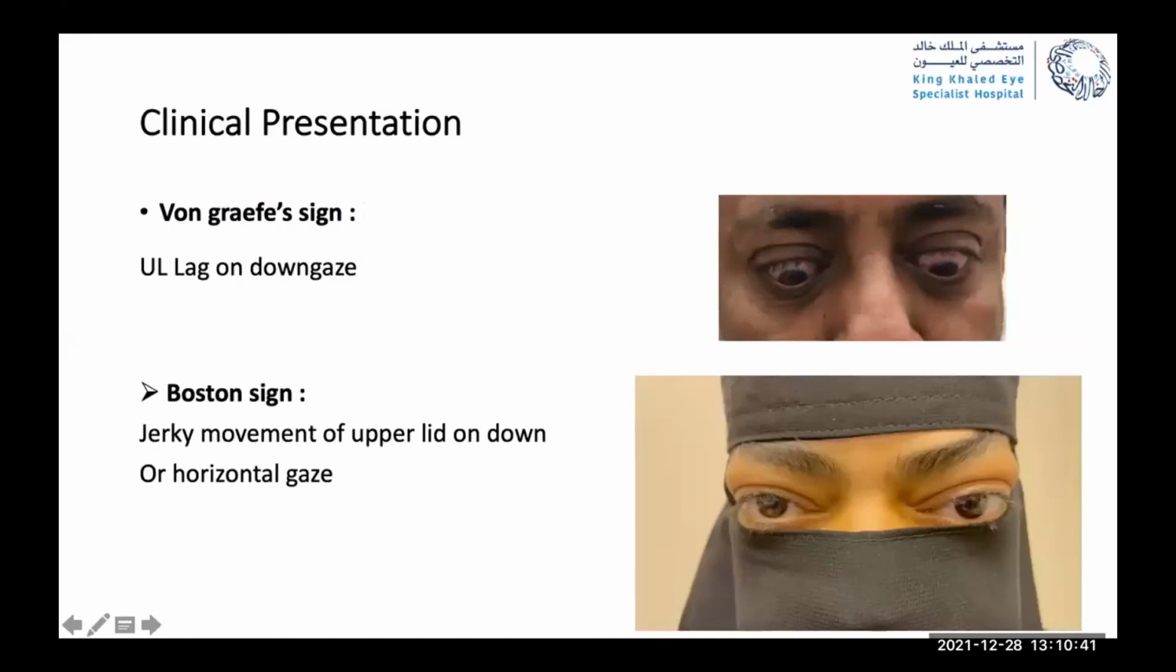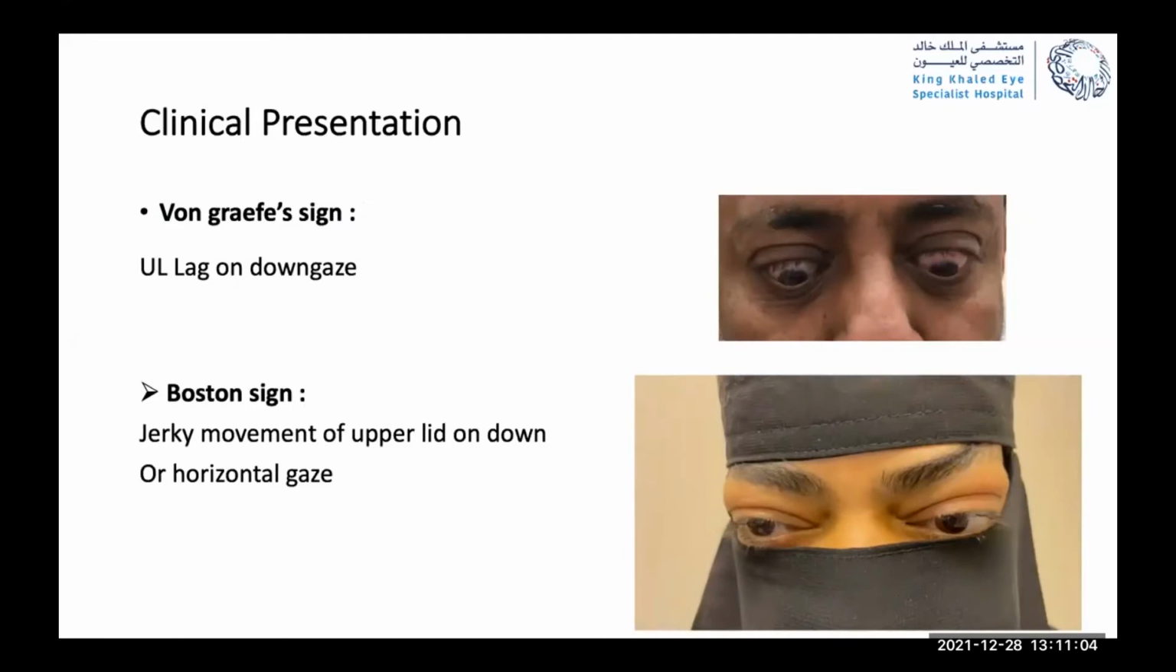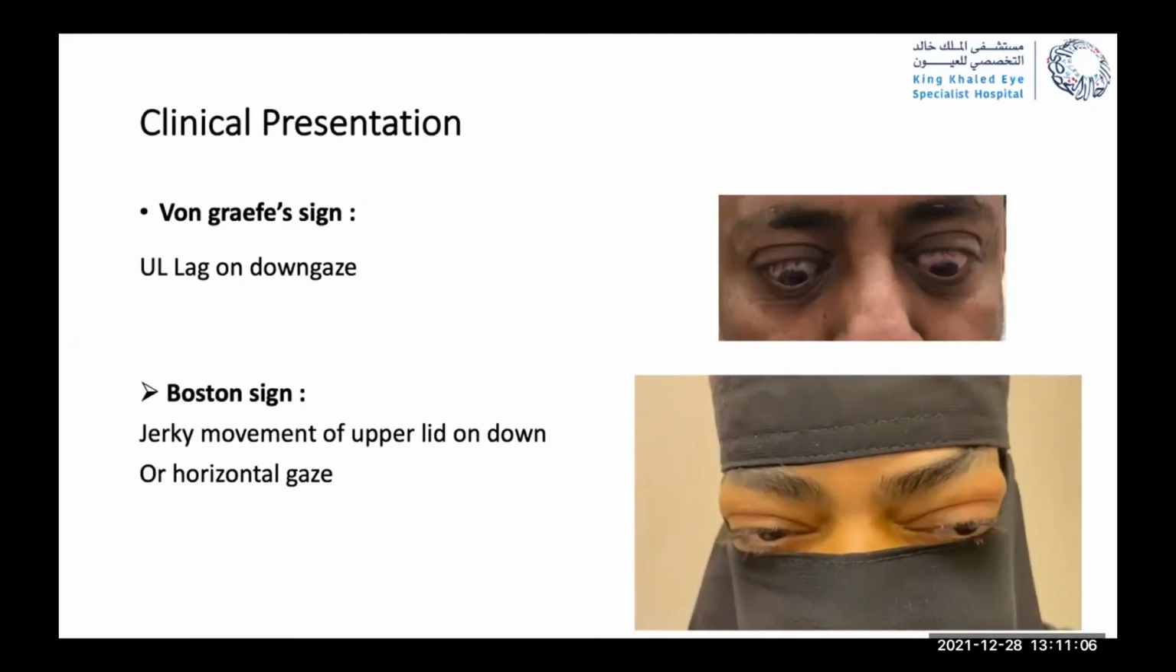Von Graefe sign is upper lid lag on down gaze, as you can see in this figure. Boston sign is jerky movement of the upper lid on down or horizontal gaze. I'm going to show you this video. I hope that it will work. So just notice when the patient blinks, see the jerky movements.